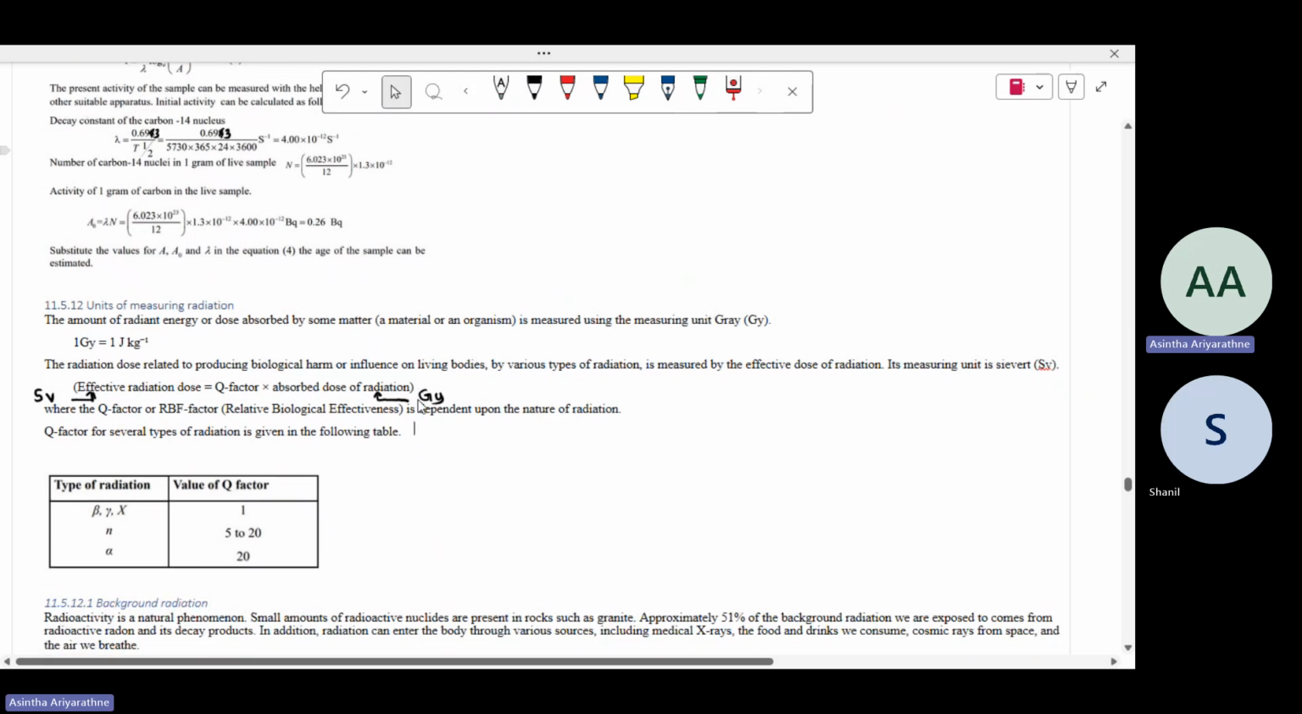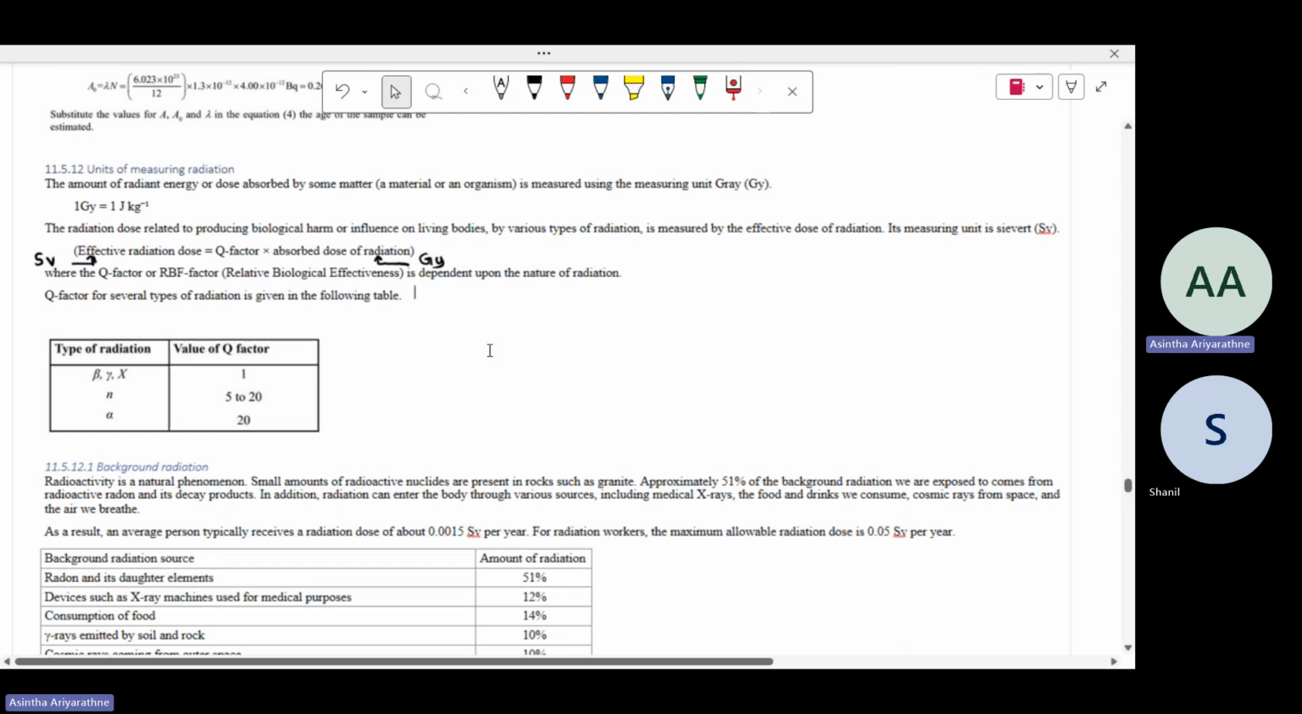Let's see what's in gray, these units. So gray is the amount of radiation absorbed by matter, whereas sievert is the effective radiation, or the amount which contributes to doing some damage. That is equal to the total absorbed dose of radiation times the Q factor.